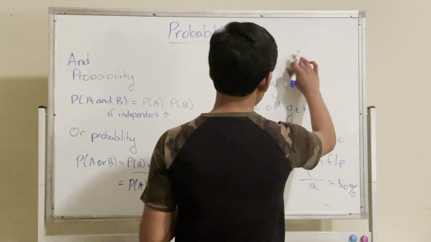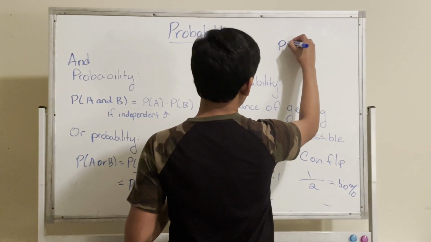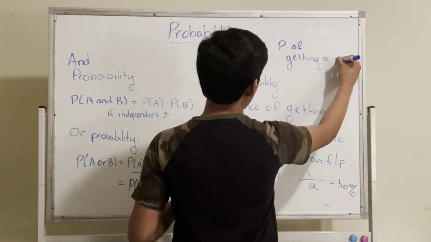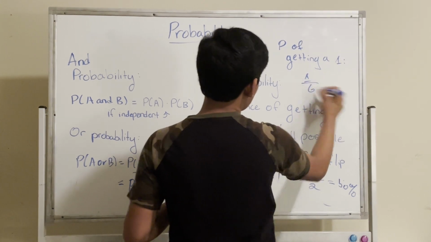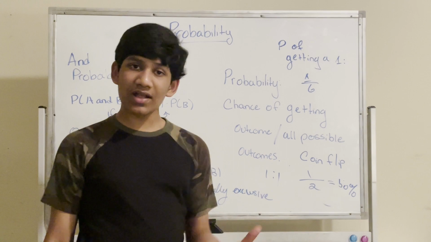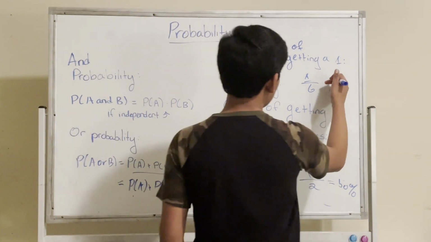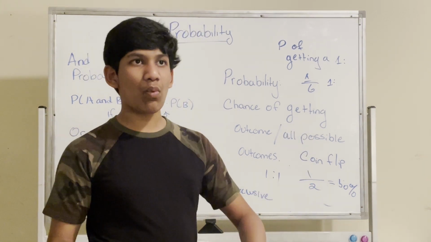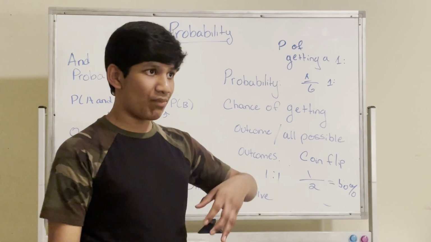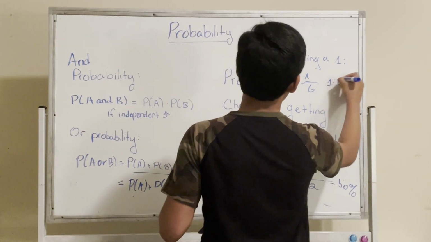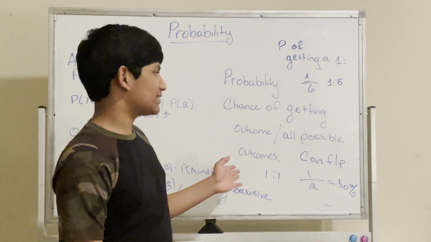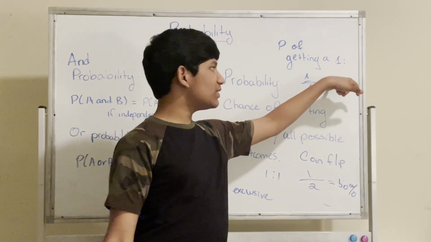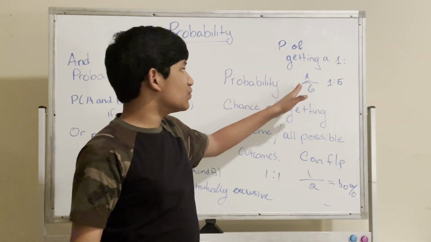We can consider this with the dice too. So the probability of getting a 1 is going to be 1 over 6, as defined. Now the odds of getting a 1 is going to be 1, and what's the chance of not getting a 1? Well, that's 5. By chance, we're just broadly referring to the amount. So we have 1 to 5. So the odds are 1 to 5, where the probability is 1 over 6.